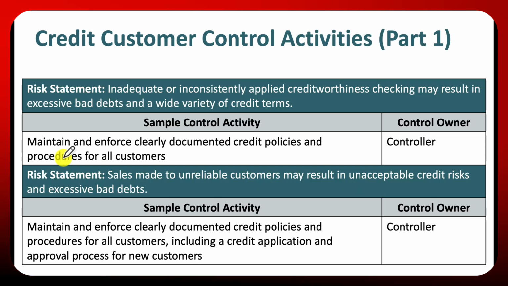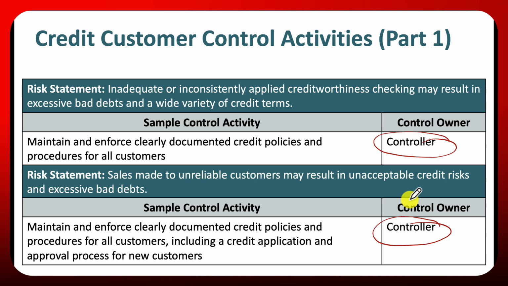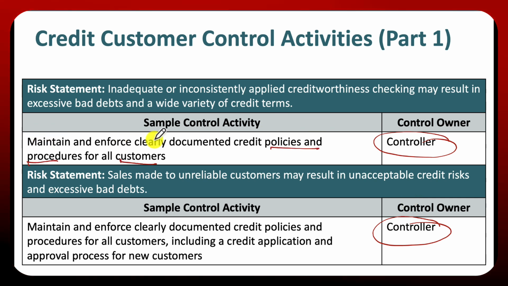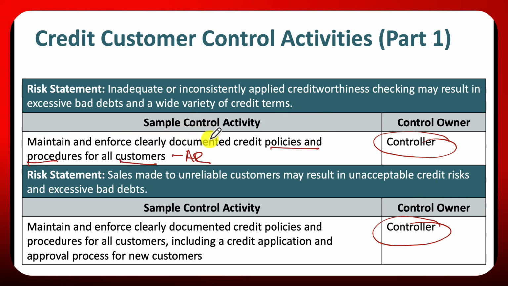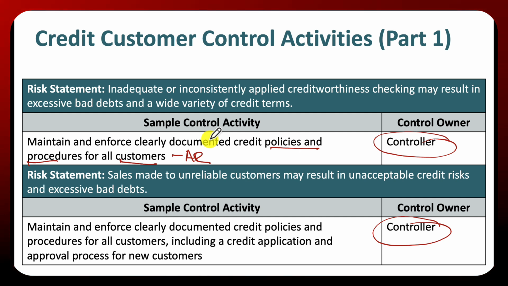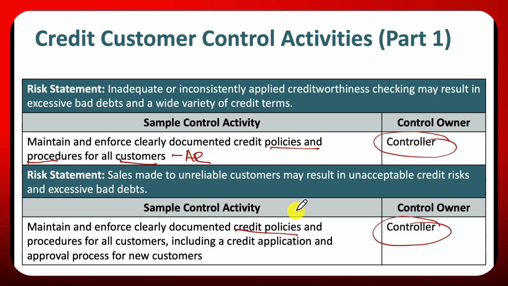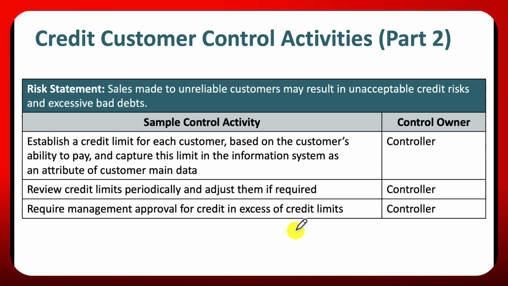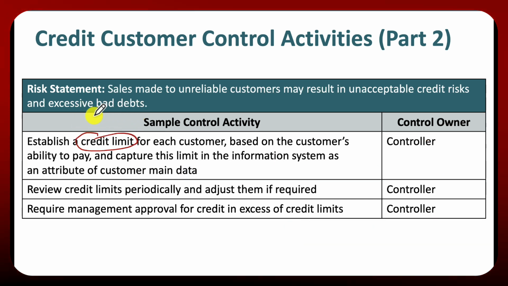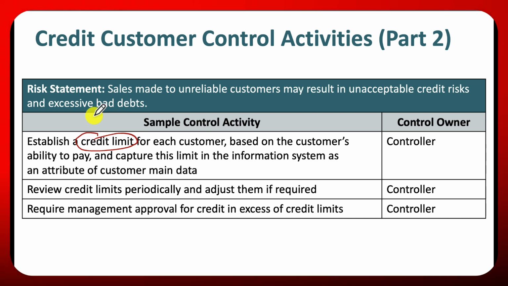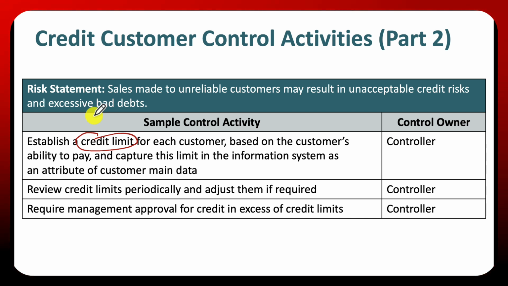So here we have our credit customer control activities. And here you see that the controller would be the owner of maintaining and enforcing the documentation of policies and procedures for the customers. And remember, customers are synonymous with accounts receivable. The controller might also maintain and enforce clearly documented credit policies and procedures, which might include a credit application and an approval process for new customers. Additionally, the controller might establish credit limits for each customer based on their ability to pay and capture this limit within an accounting information system as part of our customer master data table.